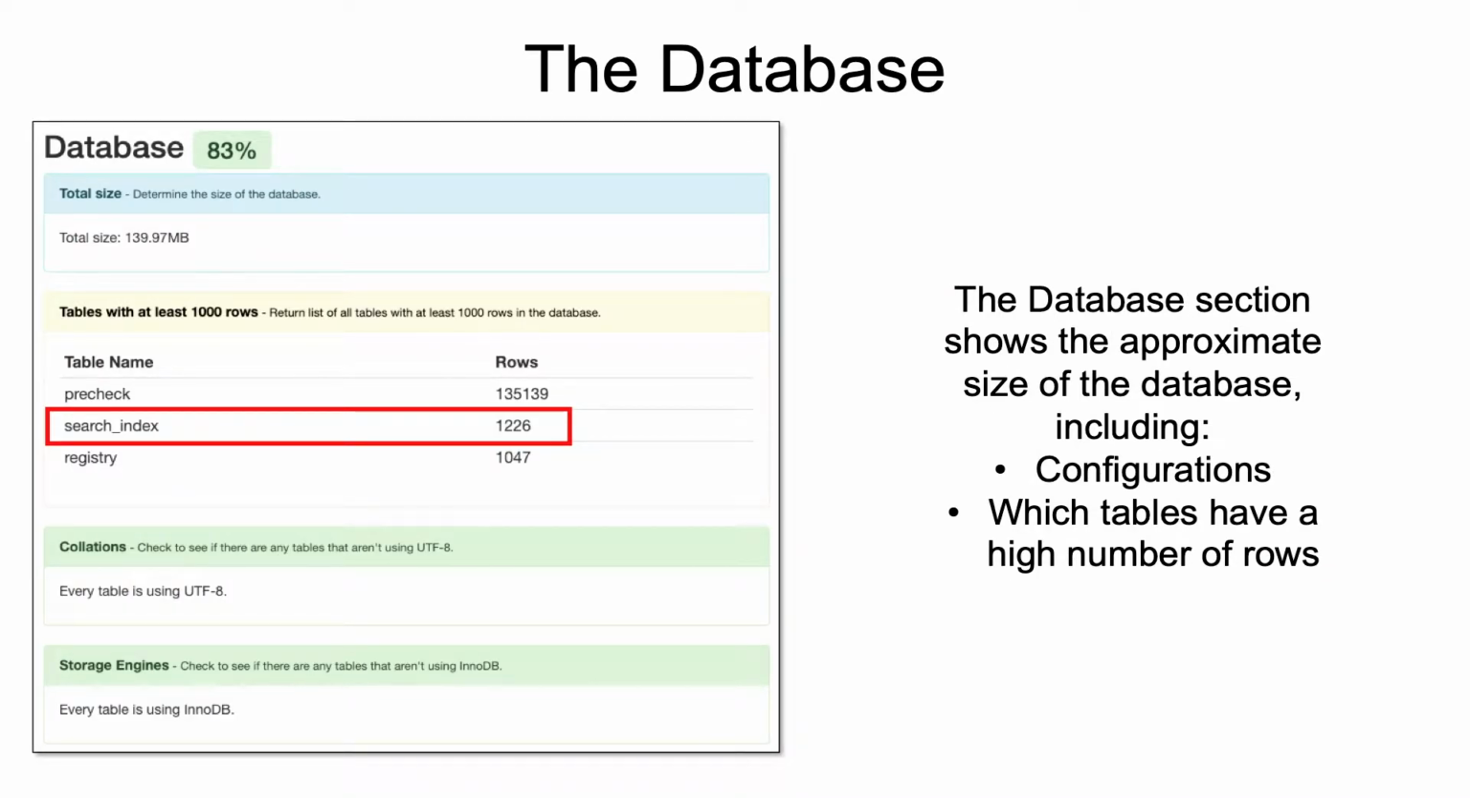The database section allows you to see the approximate size of the database, including configurations, and which tables have a high number of rows. Looking at this, I saw the search index table. It doesn't have a huge number of rows, it's more than 1,000, but since search is not enabled on the site, we probably don't need the search module enabled in indexing, especially with only 9 pages. So I think I'll turn that off next week.